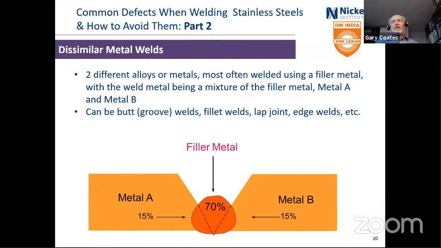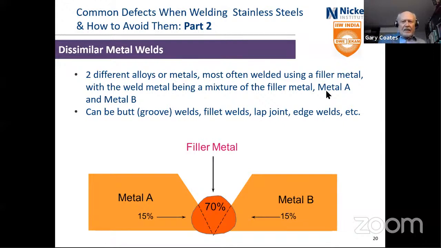Some of the biggest questions that arise are on dissimilar metal welds, and there are often many good choices and many bad choices for what you use as a filler metal. So first of all, what's a dissimilar metal weld? Well, you have two different alloys. They could be two different stainless steels. They could be two different metals. They could be a stainless steel and a nickel alloy. And you want to weld them with a filler metal. The weld metal then is a mixture of the filler metal, metal A, and metal B.